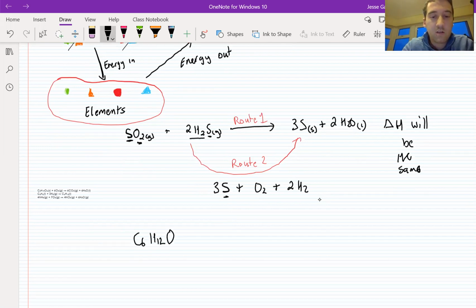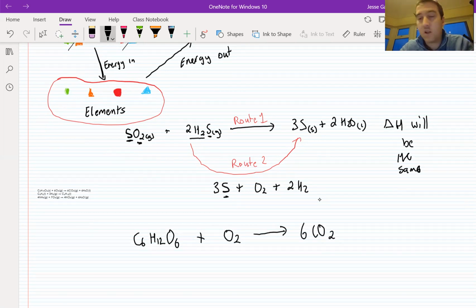C6H12O6. Some of you might recognize that as glucose if you do biology. Now, glucose reacts with oxygen, O2, in the process of respiration, to give 6 CO2 plus 6 H2O. And the delta H is equal to, well, we don't know what it equals, but it doesn't matter. That's not what we're interested in right now.